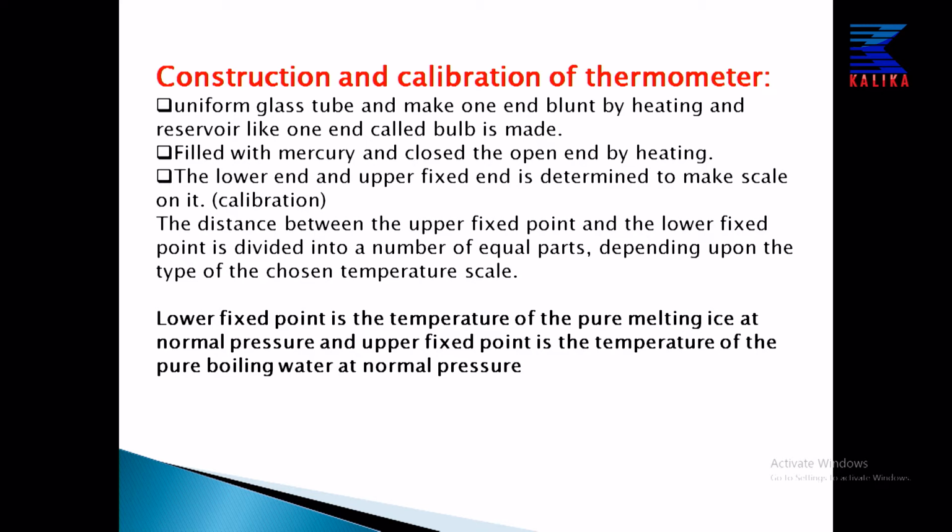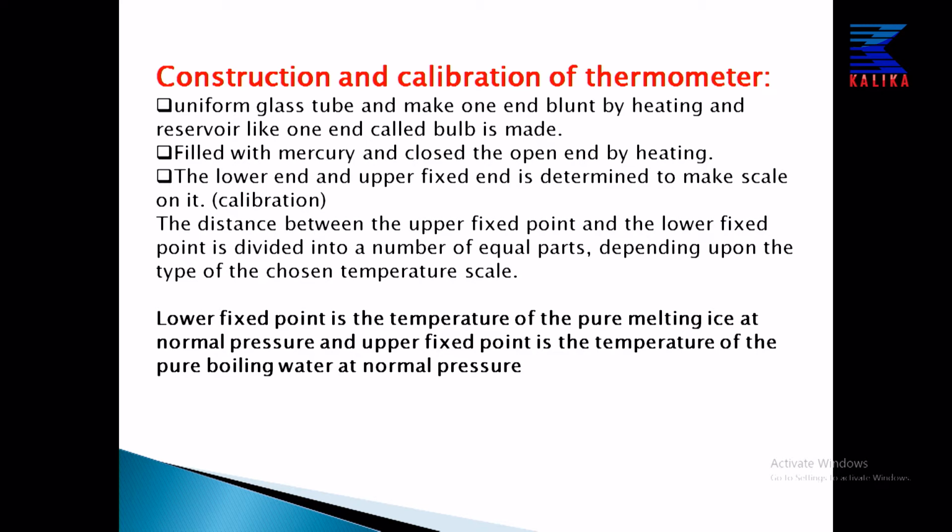The bulb is filled with mercury and the opening end is closed by heating. The lower fixed point and upper fixed point are determined to make the scale on it, and that process is called calibration. You can see in the slide the distance between the upper fixed point and the lower fixed point is divided into an equal number of parts depending upon the chosen temperature scale.